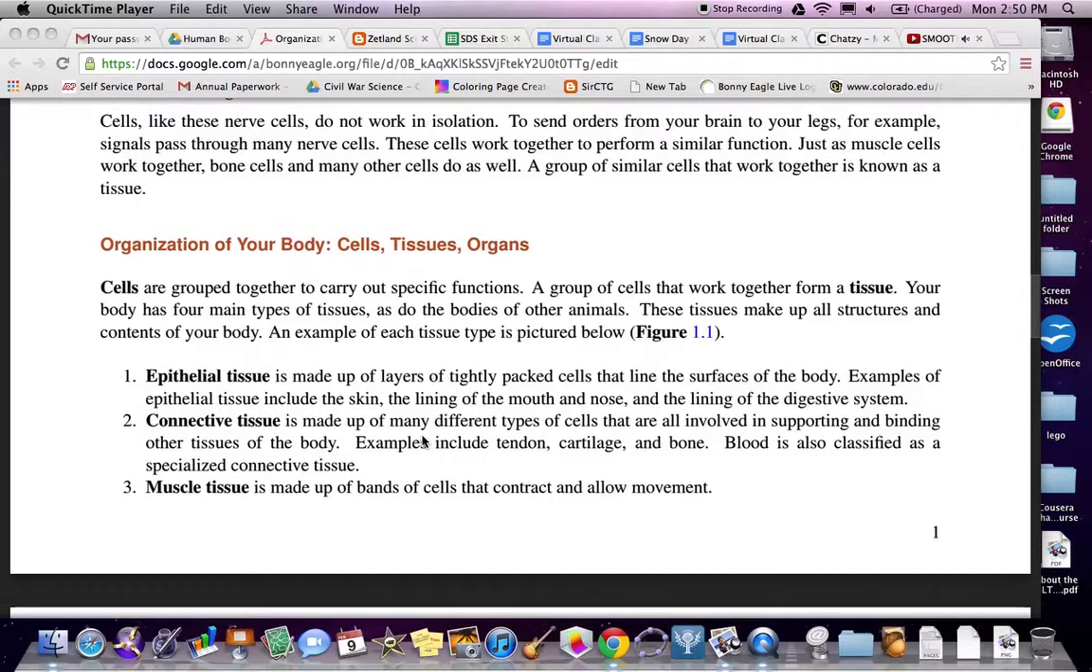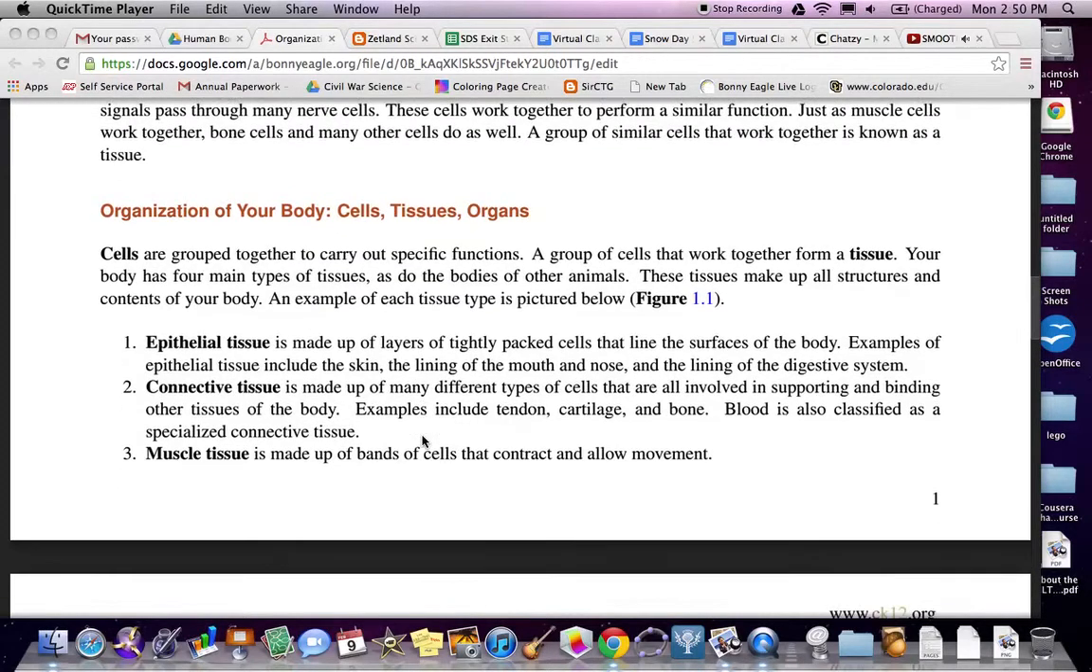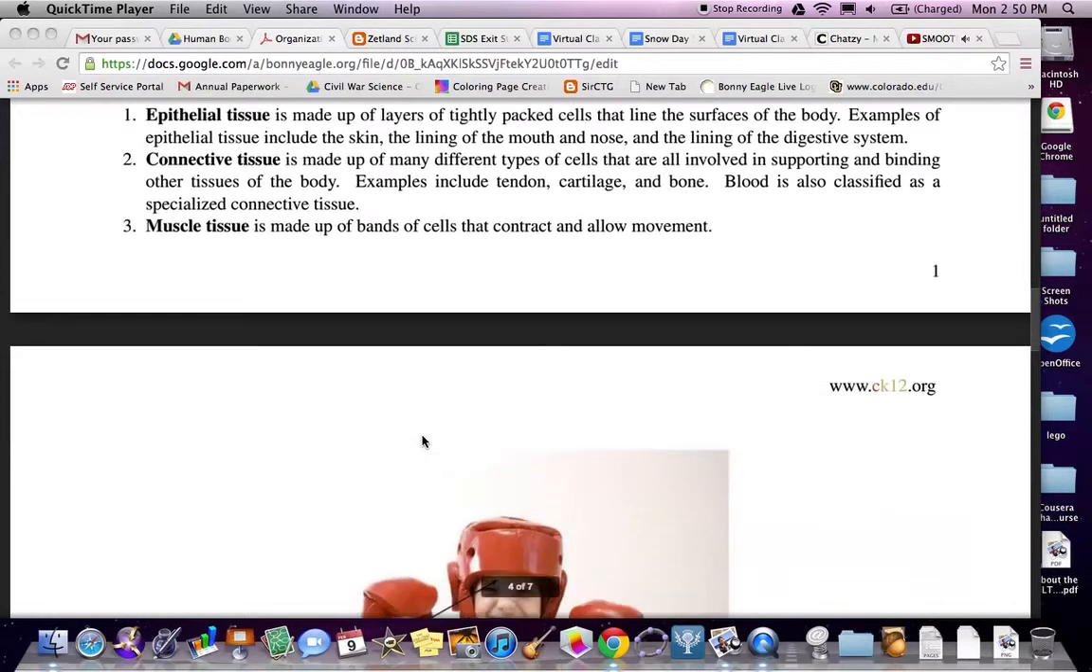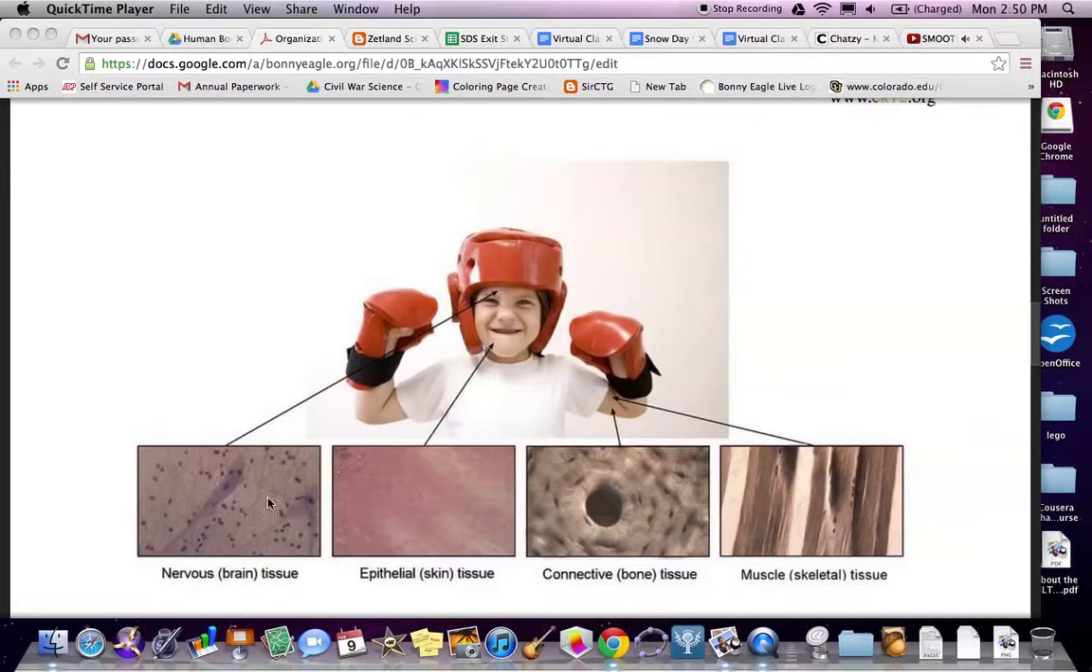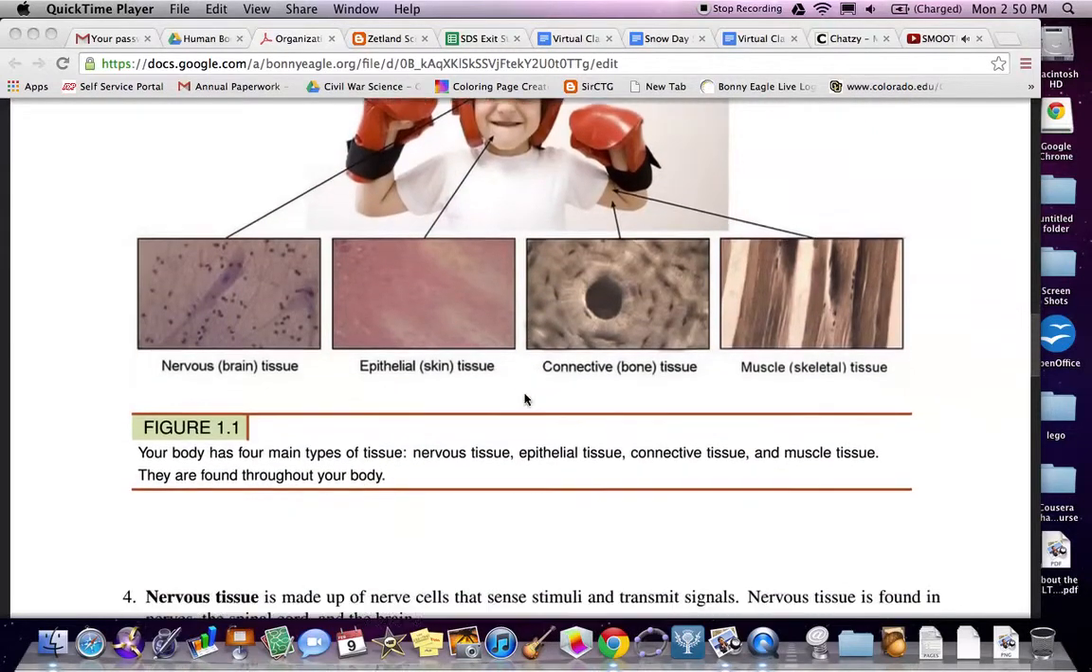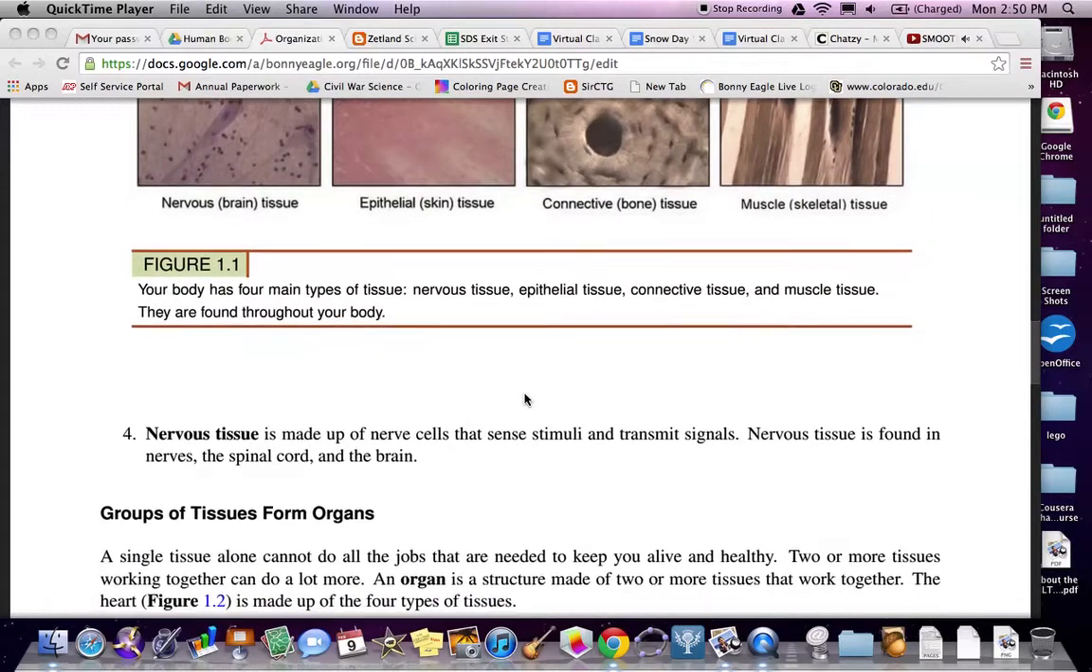Muscle tissue is made up of bands of cells that contract and allow movement. Nervous tissue, the brain; epithelial tissue, the skin; connective tissue, bone; muscular, skeletal tissue. Your body has 4 main types of tissue: nervous tissue, epithelial tissue, connective tissue, and muscle tissue. They are found throughout your body.